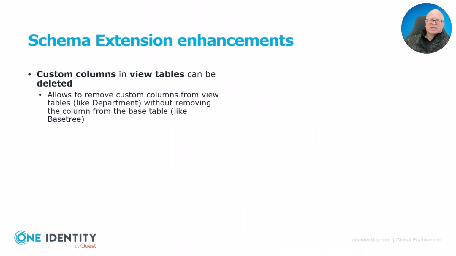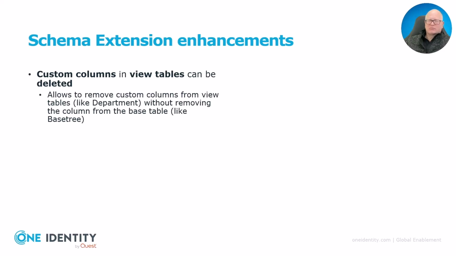Schema extension enhancements exist here as well. Custom columns in view tables can be deleted. What's meant behind that? It is not possible in the schema extender at all to delete data. That means if you go into a table and say this column, I don't need that any longer, please delete it from the schema, this will not be possible.